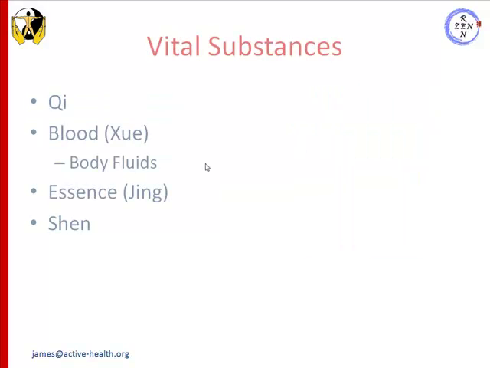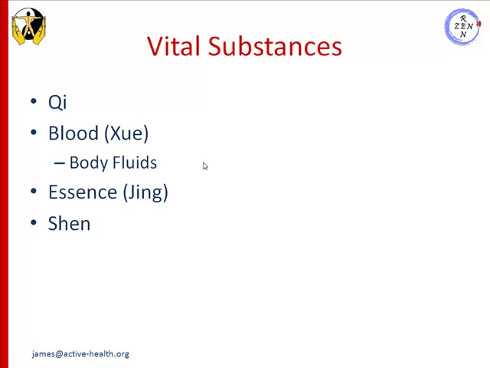Pulse is slow. Next we look at the vital substances, and the vital substances are essential substances that demonstrate the workings of the body and the mind. When we look at Qi, for instance, we know that Qi is a refined substance, and it's transformed by the internal organs to nourish the body, mind, and spirit of the person.